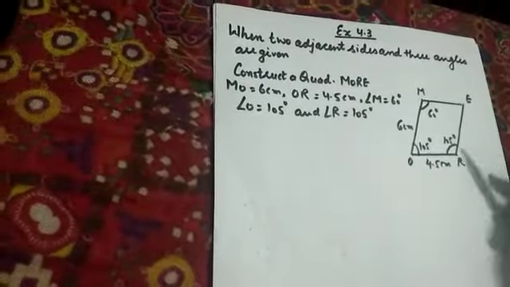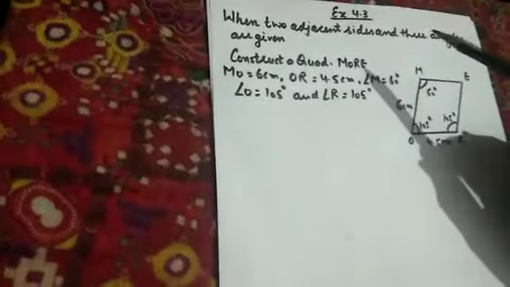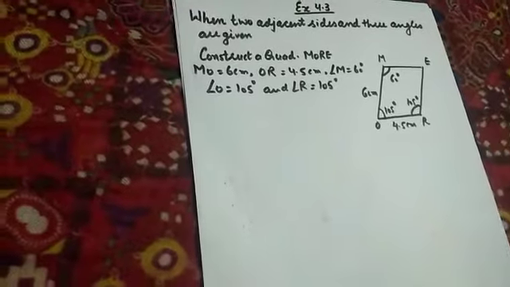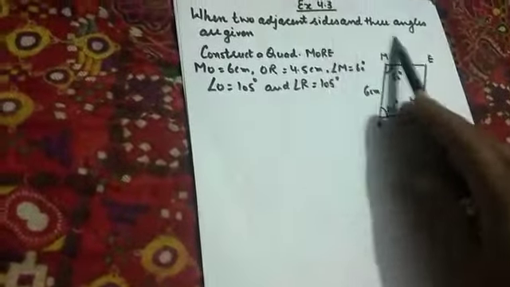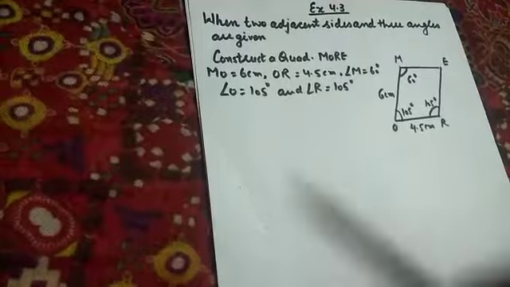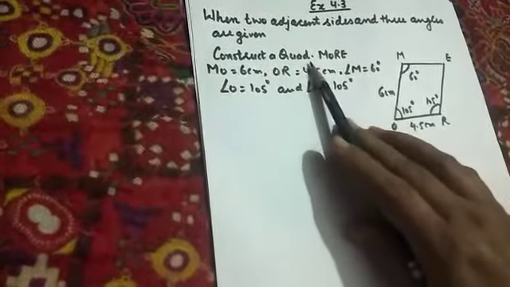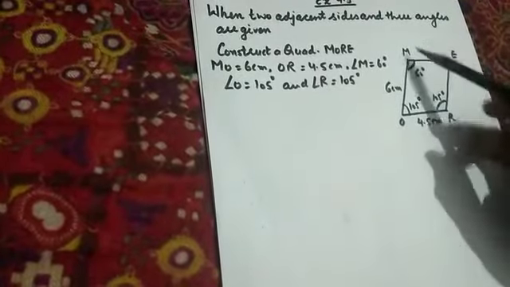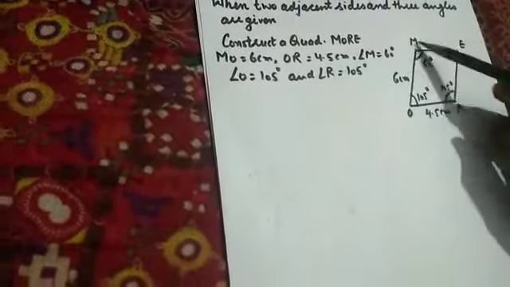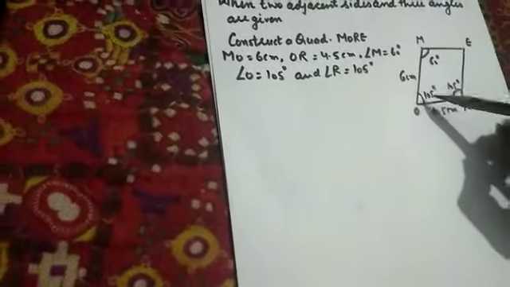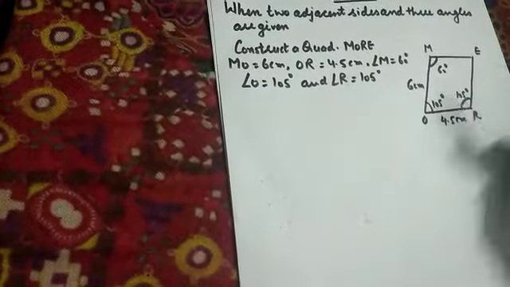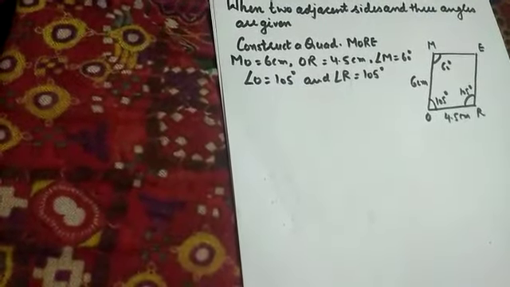We'll start exercise 4.3 today, construction of quadrilateral. Now the next type of quadrilateral is when two adjacent sides and three angles are given. Now our first question is construct a quadrilateral MORE. Now this is the rough figure for this question. MO 6 centimeter, OR 4.5, angle M 60 degree, angle O and R both 105 degree. So we'll start our construction.